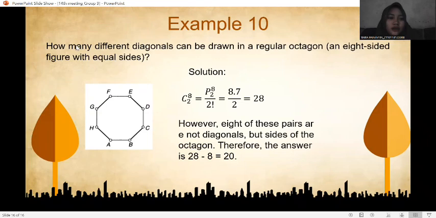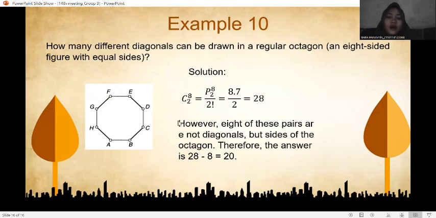For the question here, the solution is combination. We can draw an illustration. The set here is A B C D E F G H. The solution is combination 8 of 2 equals permutation 8 of 2 divided by 2 factorial. Permutation 8 of 2 equals 8 times 7, divided by 2 factorial, which is 2.